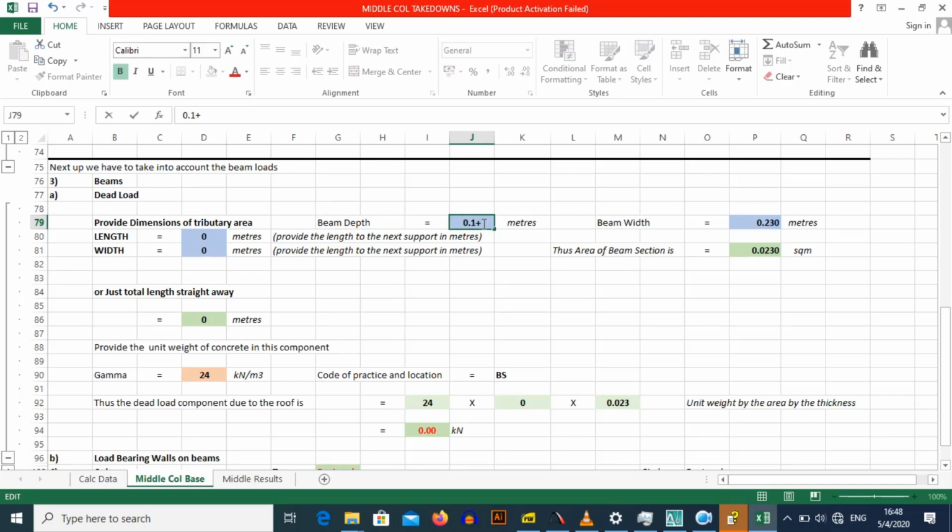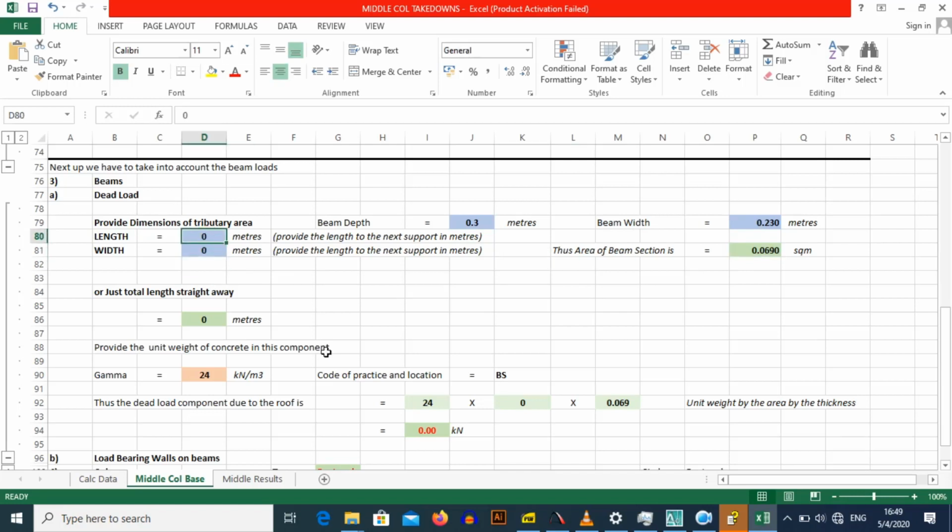I might put them at 0.15, but at most there will be 0.2. So the effective depth of all our beams still remains as 0.3. Then the beam width at the most is 0.230, thus the area of the beams is 0.0690, which is okay.